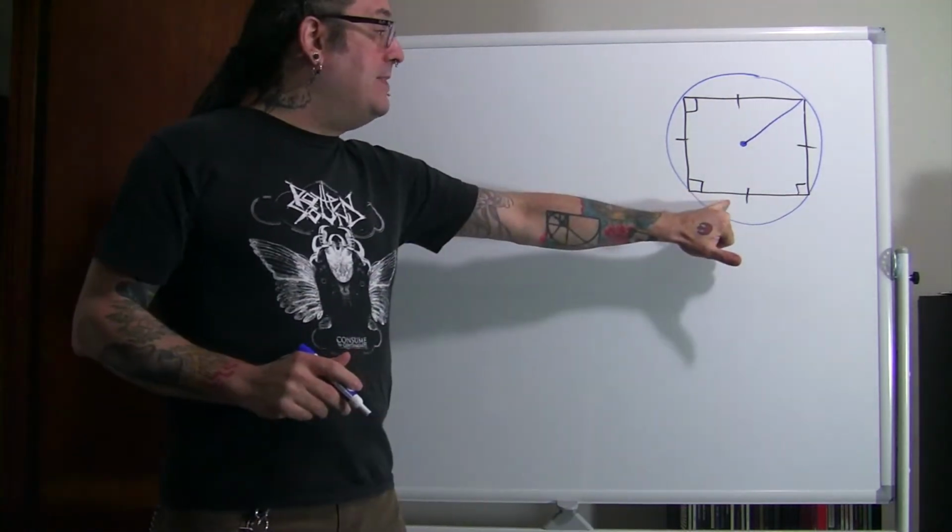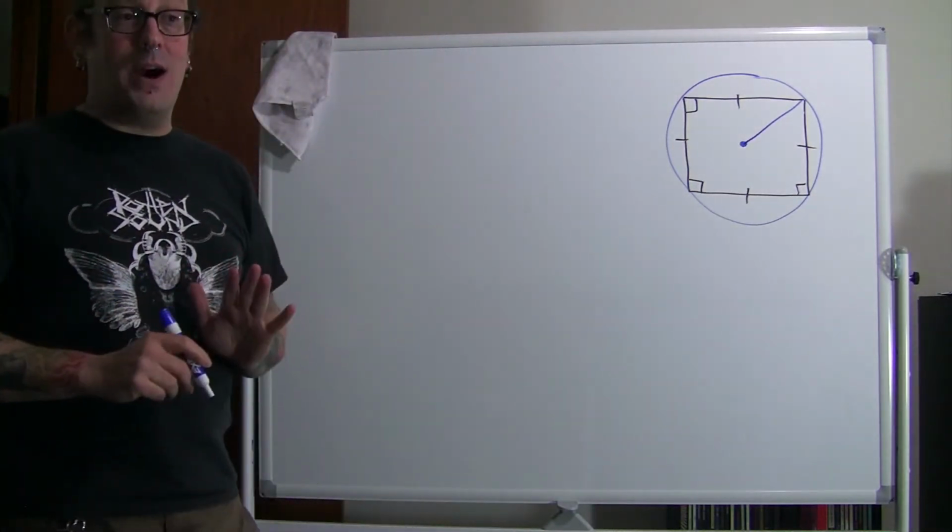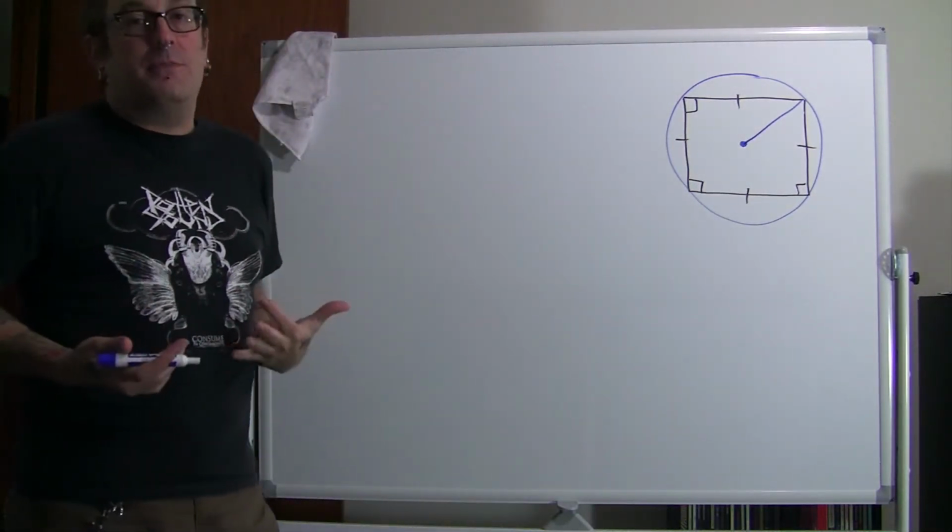Nobody told me the side lengths. Nobody told me the length of the radius. Nobody told me anything like that. So I feel like I'm missing a bunch of information, right?